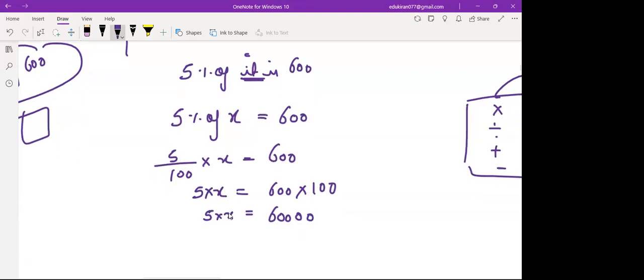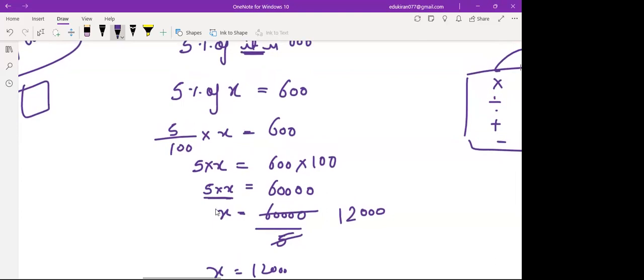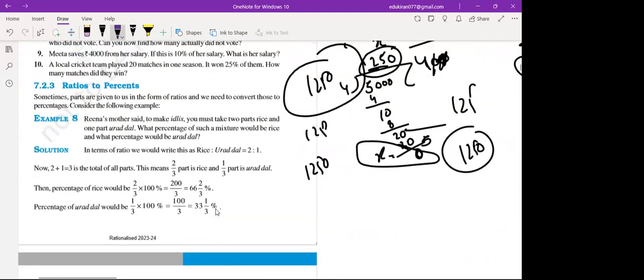Whenever you have to find any value, you make it single. So x would be 60,000 divided by 5, because 5 and x were in multiplication, that's why the 5 came in division. Then you can simply divide. What will be my answer? 5 1 the 5, 5 2, so x is 12,000. Is this clear? Yes, ma'am. This is what you have to do.